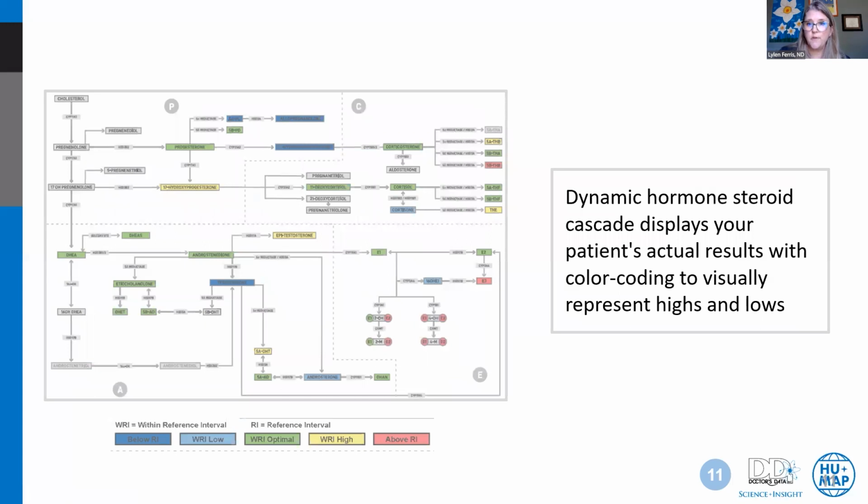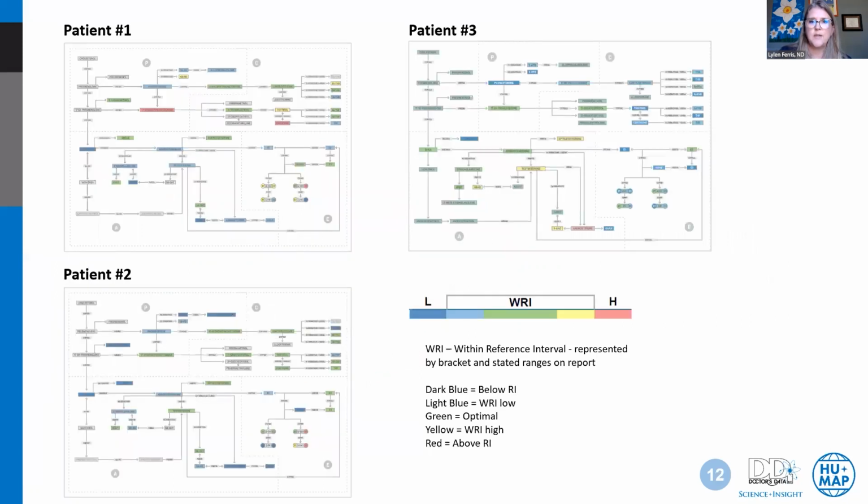Now, page 2 of the report shows the entire steroid hormone cascade, which again is color-coded based on your patient's results. So at a glance, you can see which hormone neighborhoods are hotter or colder. So let me emphasize the neighborhoods for you. You can see here we've got the progesterones, the corticoids, the androgens, and the estrogens. And here we have 3 different patients, each with colors that correspond to their individual highs and lows.